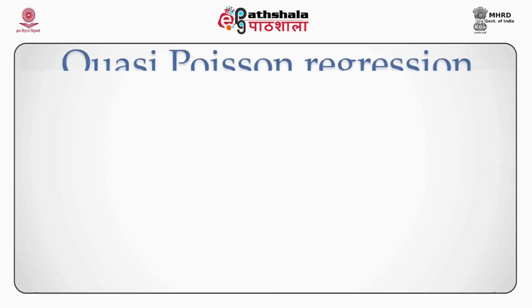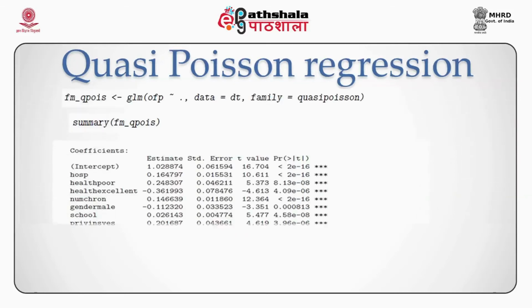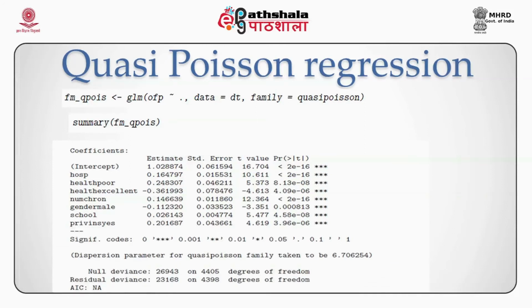Our next option is to fit quasi-Poisson regression. So this can be done quite easily within the GLM framework. So here we have created an R object fm_qPOIS. As before, this is done using the glm command. The first argument to this is outcome tilde formula. In this case, this is all the covariates in the data set. As before, I say data equal to dt. The only change is that I now say family equal to quasi-Poisson rather than family equal to Poisson.